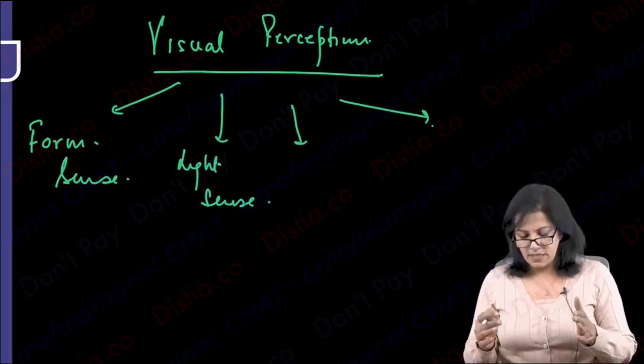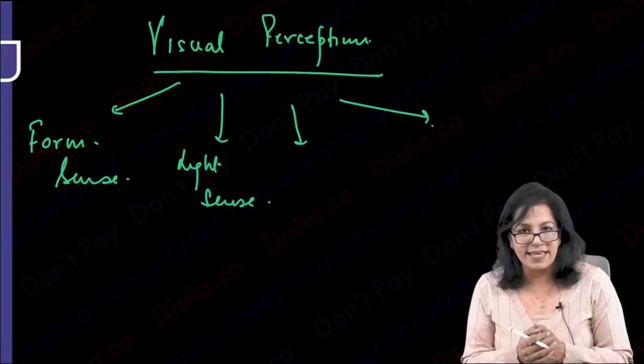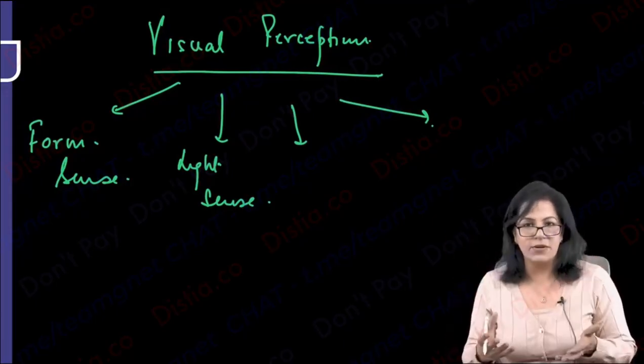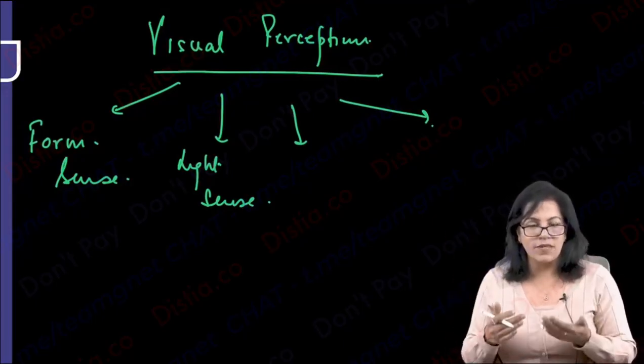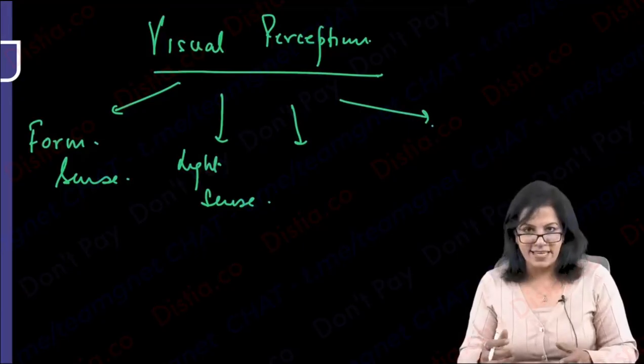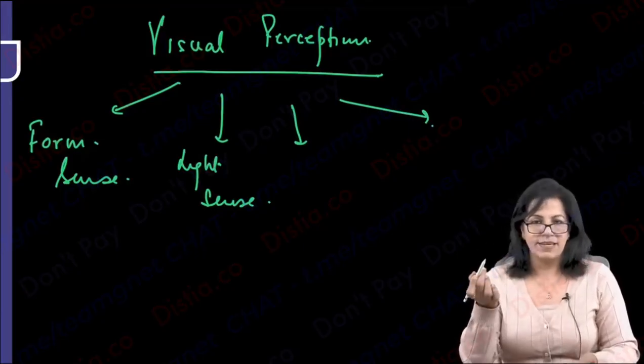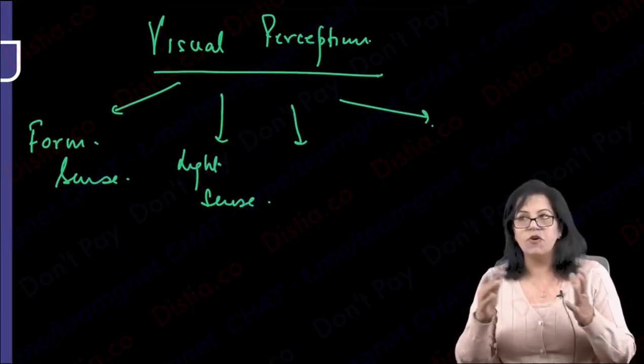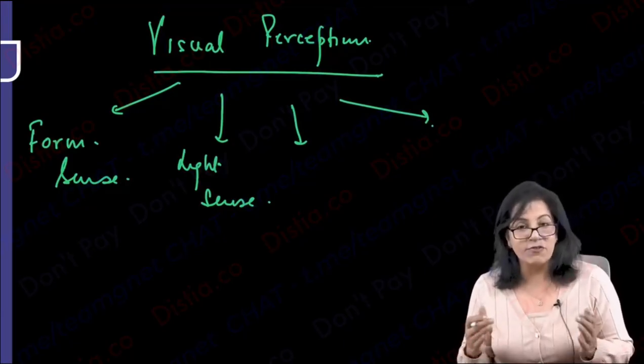Form sense means, what is light sense? Let's start with light sense. Light sense means when you know it is day or night, the light is on or off, that is your light sense. Form sense means actual looking at the things. You're writing with a pen, you can recognize the copy, the pen. This is your form sense. That is recognizing the form.